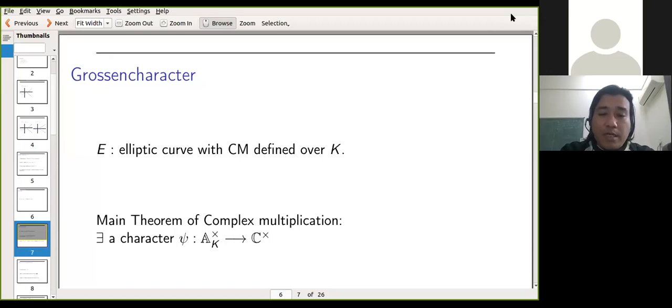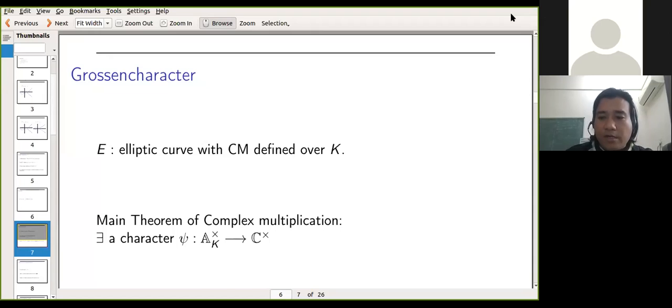So it looks like this, and then here you can ask why the Gothic P is equal to this prime which is generated by one element. That's because the class number of K equals 1, and therefore all prime ideals are going to be principal ideals. Okay, so this is it.